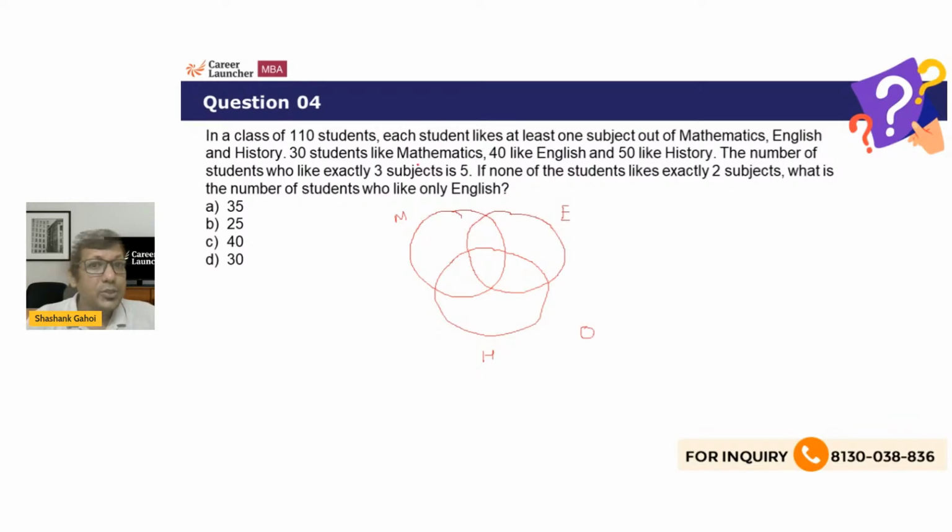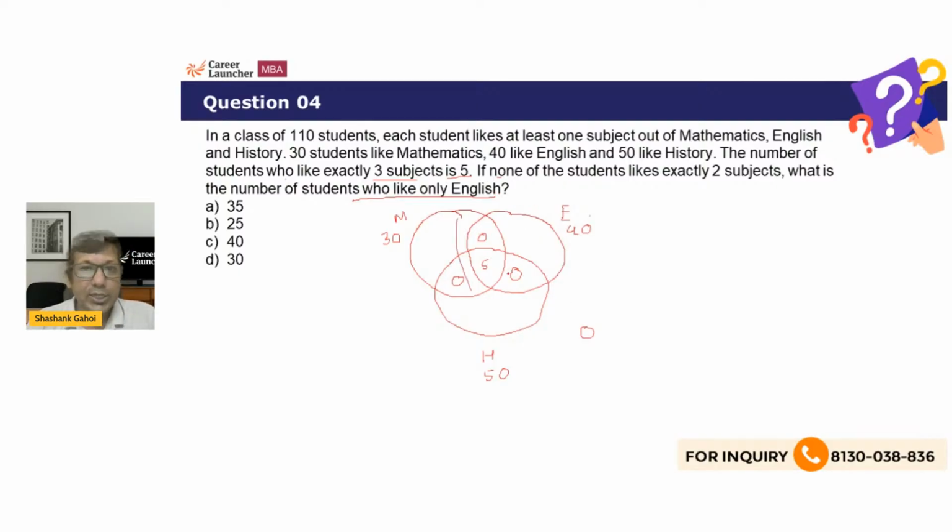Okay. 30 students like mathematics. So this is going to be 30. 40 like English. So this is going to be 40. 50 like history. This is going to be 50. The number of students who like exactly 3 subjects is 5. Okay. So this value comes out to be 5. If none of the students like exactly 2 subjects, so this is 0. This is 0. This is 0. And the question is asking, what is the number of students who like only English?